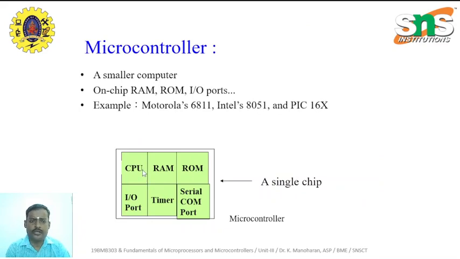Look at this microcontroller. It is a smaller computer. It consists of all the peripherals. This is a single chip. It consists of CPU, RAM, ROM, I/O ports, timer, and serial COM ports. Sufficient memory sizes are available. If they are not sufficient, they can go with external RAM or ROM interfaces. They can use both internal and external RAM and ROM. Examples of microcontrollers are Motorola 6811, Intel 8051, and PIC 16X microcontrollers.